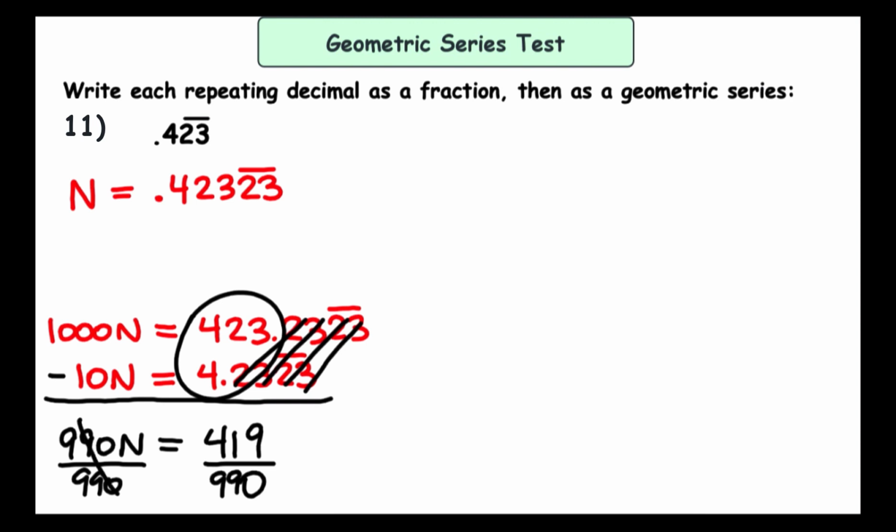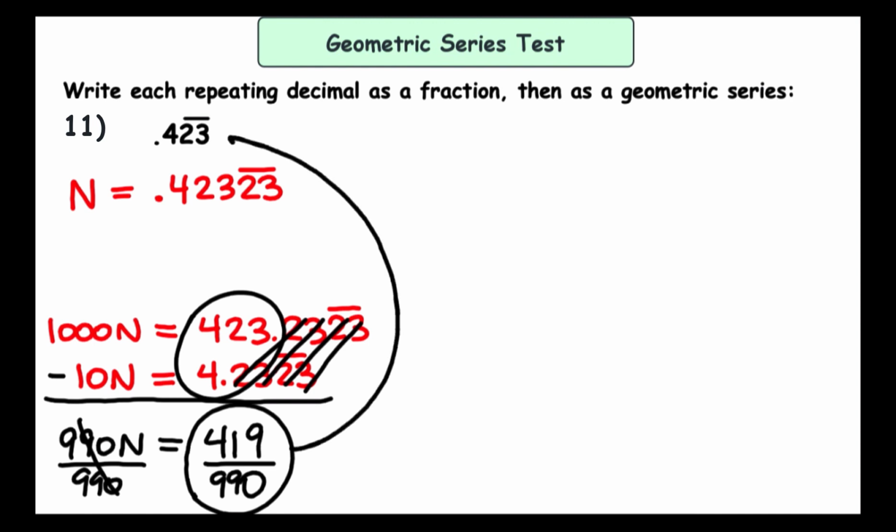of 419/990. And if you try this on your calculator, if you type in 419 over 990, hit enter, you'll see that sure enough, you get the exact decimal that you want, the 0.4, which will not repeat, 23232323, which will repeat forever. Wow. All right, so that's the first part. I wrote the repeating decimal as a fraction. And now I want to go ahead and do the geometric series part.